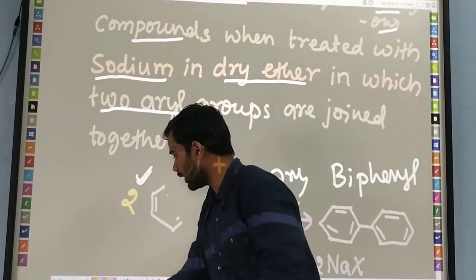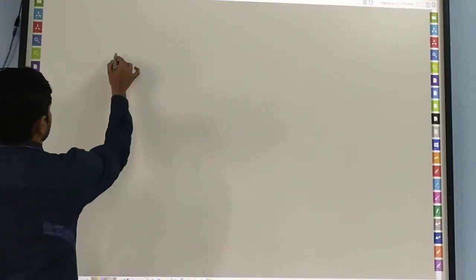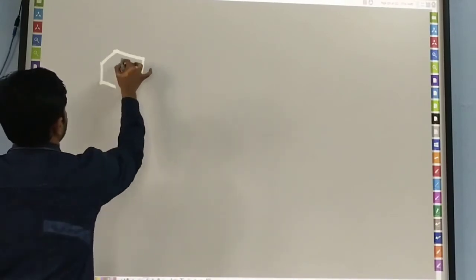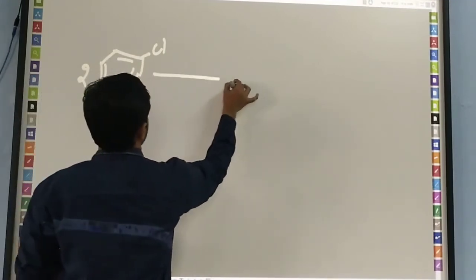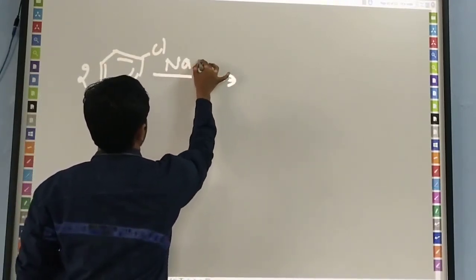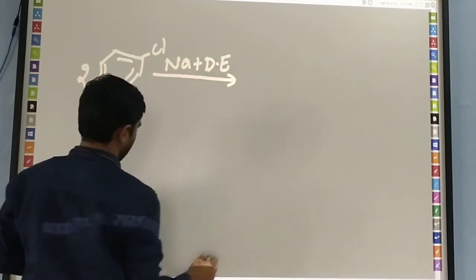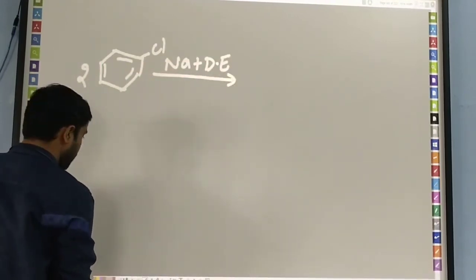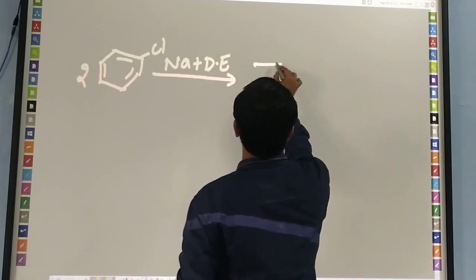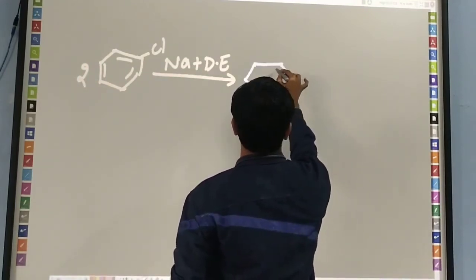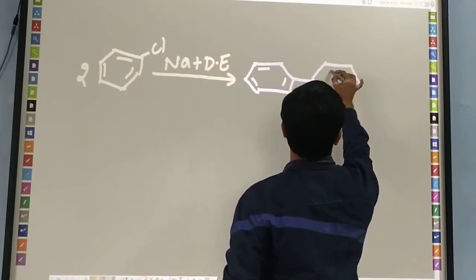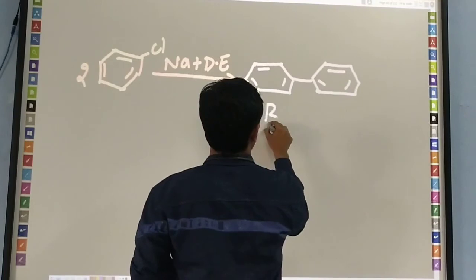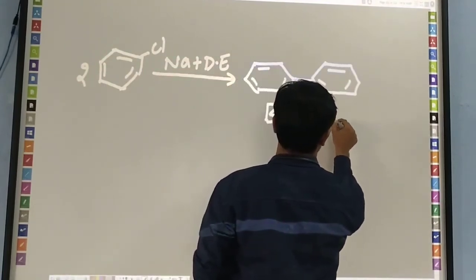Let me take an example similar to that one. Let me take chlorobenzene for you. Chlorobenzene, how many moles? 2 moles. In the presence of what? Sodium metal and dry ether. What product is going to form here? The product is going to be biphenyl, which is aromatic in nature. Biphenyl is formed for us.